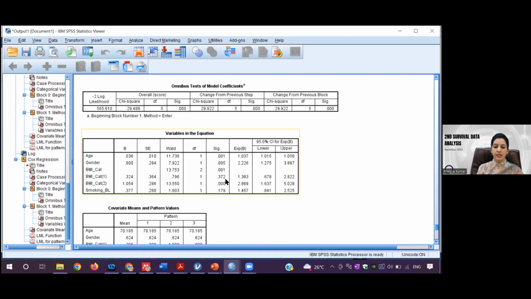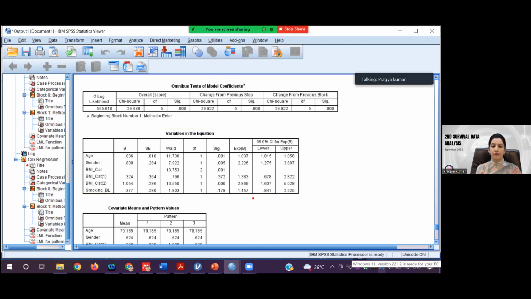Similarly, for this one, because this is significant, I can say that the hazard ratio for an obese individual for having a second attack of MI is 2.86 times as compared to the normal, because normal is the reference category. So you have to comment only on the significant ones. The non-significant ones, you can leave as such.